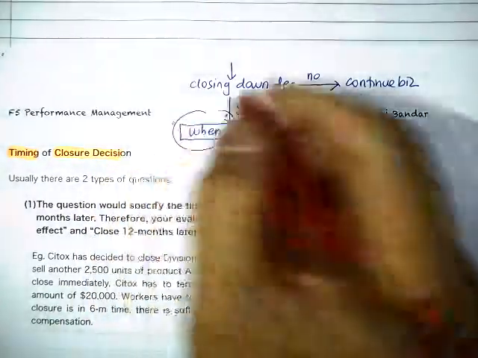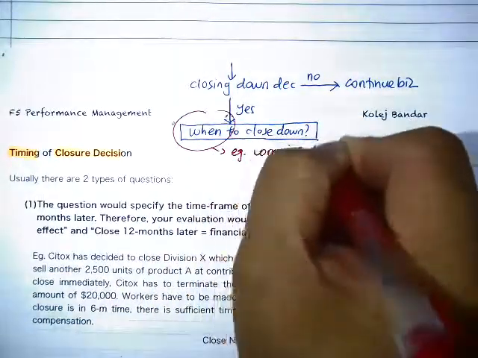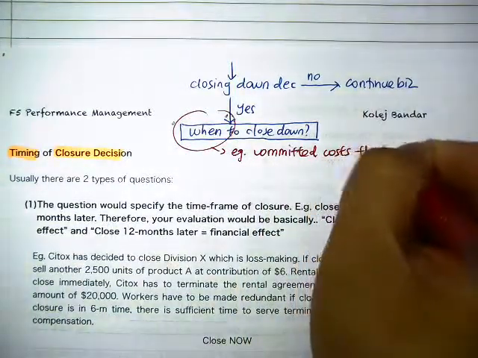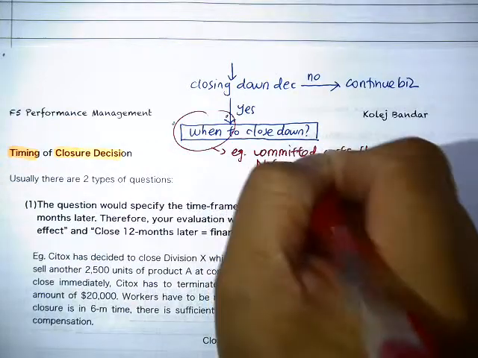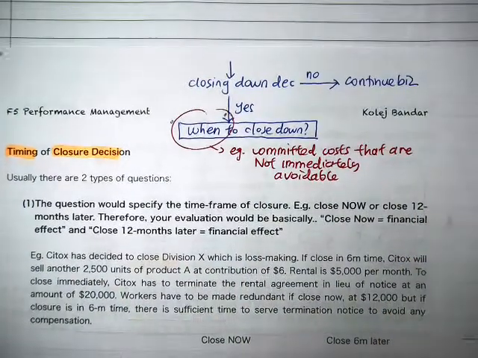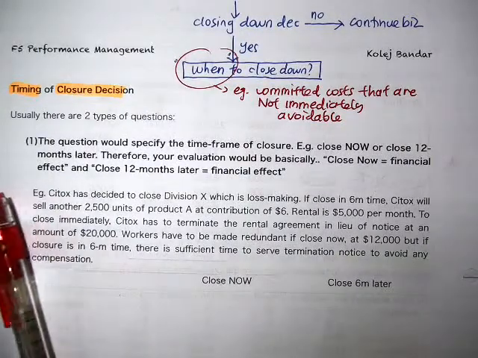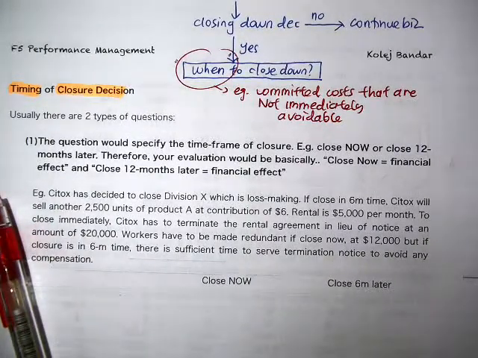So by the time 6 months later, I can close down and I don't have to continue paying all these costs. So that's why timing becomes an issue, because you have committed costs that are not immediately avoidable. Alright? Okay.